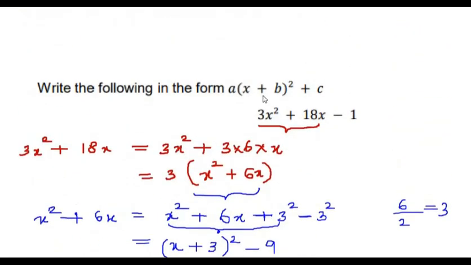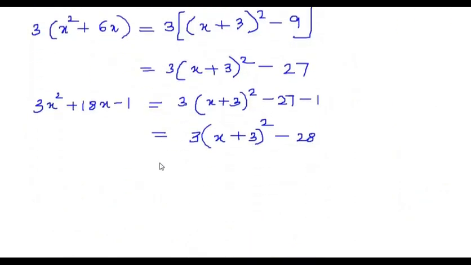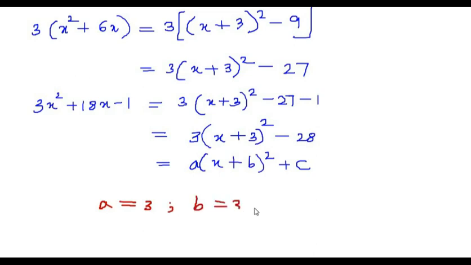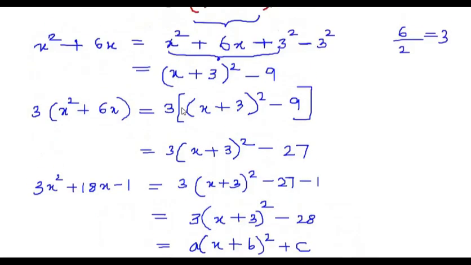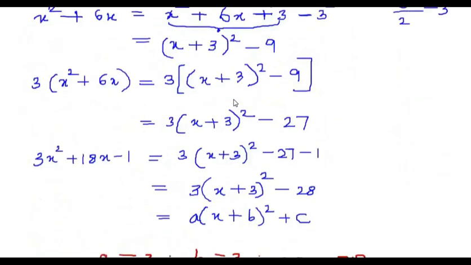So this is what you get in the form a x plus b the whole squared plus c. Now again, by comparison, we get a as 3, we get b as 3, and we get c as negative 28. So this is your answer. If you have tried the example, I hope you have got the same answer.